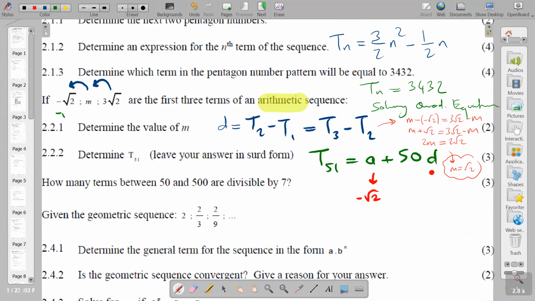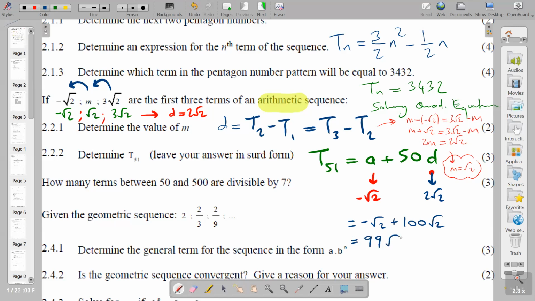So I have negative root 2, then I have root 2, and I have 3 root 2. So what are the differences? Every time we increase by 2 root 2. See, we increase by 2 root 2. That's my D. So I can come back and write the value of D is 2 root 2. Then the answer is negative root 2 plus 50 times 2 root 2, which is 100 root 2. So the answer is 99 root 2.